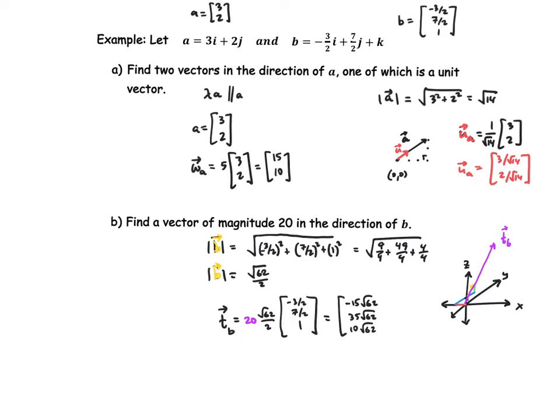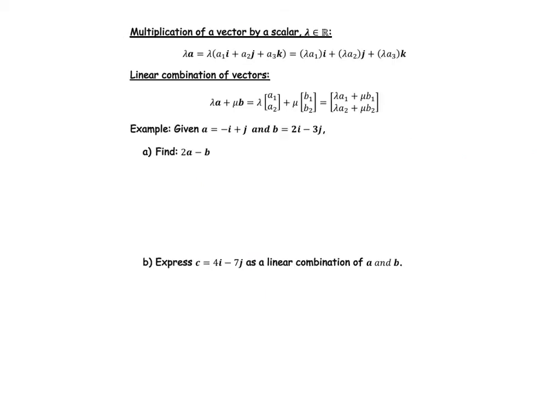535, yep, that looks good to me. So that would be a vector in the direction of b that has a magnitude of 20. All right, let's continue. Okay, multiplication of a vector by a scalar. We talked about this in lesson 1. Actually, we're just going to take this to a different level to some extent, so follow me as I go here.